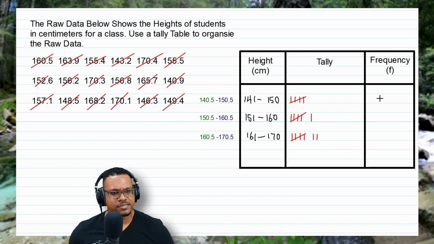So now to write down our frequency, we're going to have 5 here. 5 and 1 is 6. And 5 and 2 is 7. And that will bring us to the end of this video.